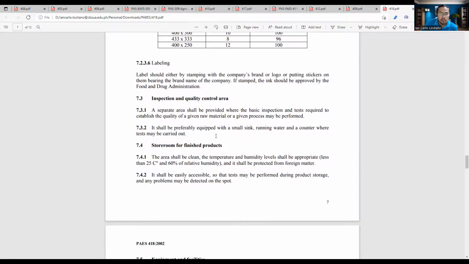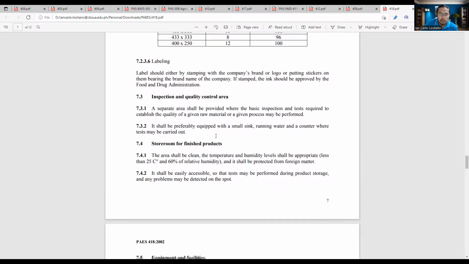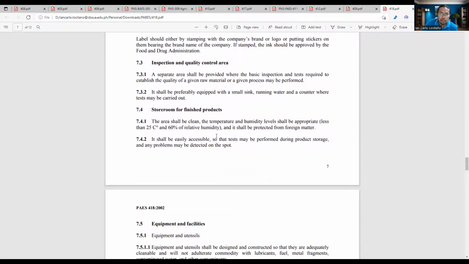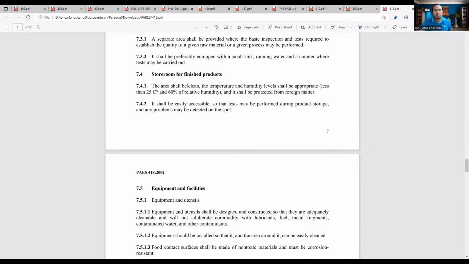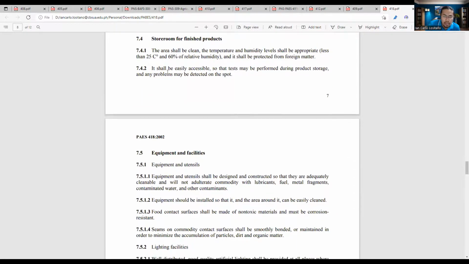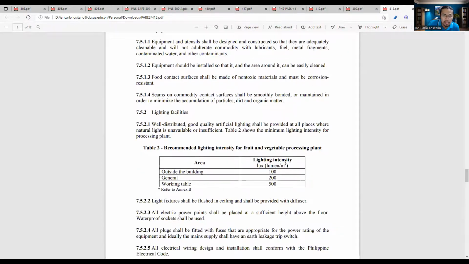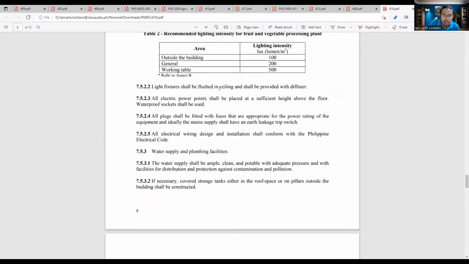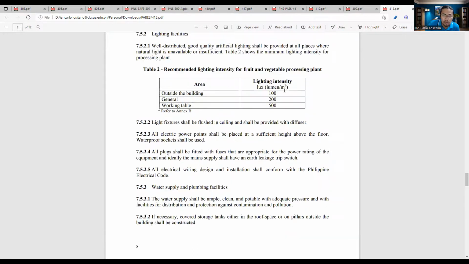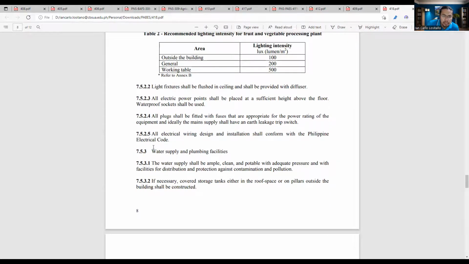Inspection and quality control is also required. A QA should be able to determine if the products are passing quality requirements. Storeroom should follow a certain relative humidity and temperature, but again, that is beyond the requirements of the course. Equipment and utensils. Lighting facilities: light fixtures shall be flushed in the ceiling and shall be provided with diffusers to provide better lighting in the area. Plugs and electrical wiring follow the PEC.